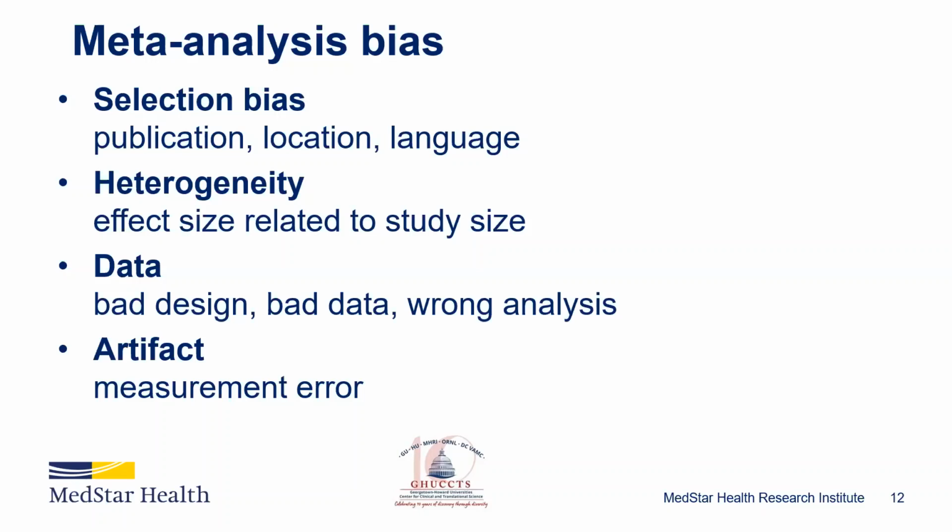And then we've talked about heterogeneity a bit. And then the data within each study. How good is the data in each study? Maybe you have some incorrect data, or they've done the wrong analysis, or something like that. And then just artifacts like measurement error. If you have an outcome that is defined by, say, patient-reported outcomes, then there's a lot of issues related to the reliability of those outcomes.